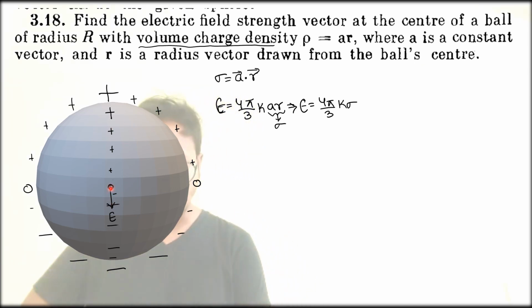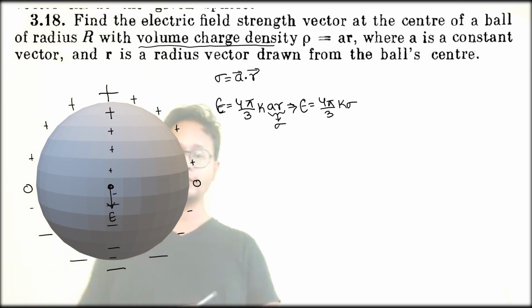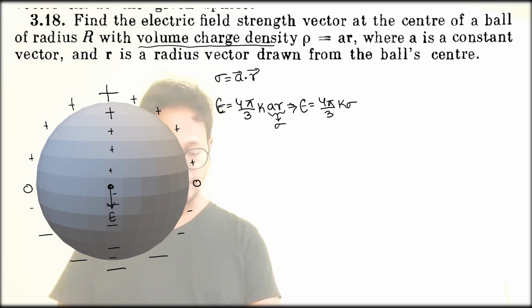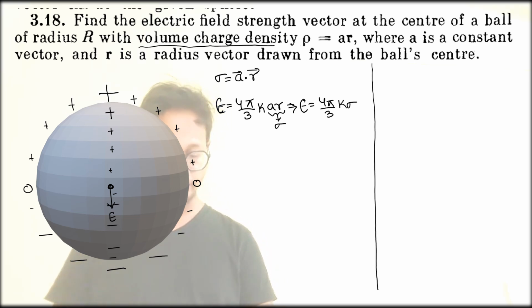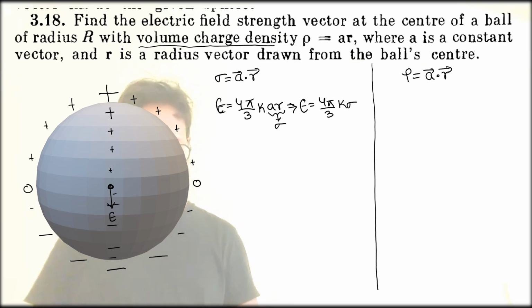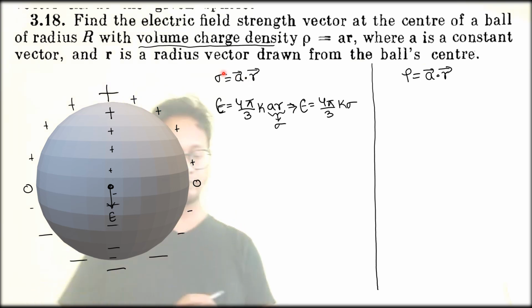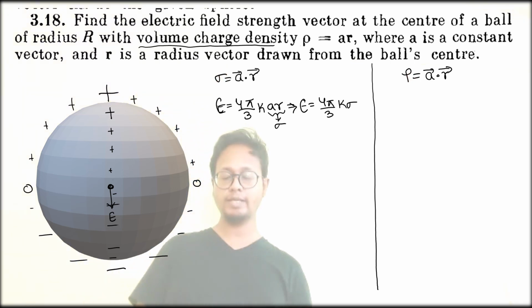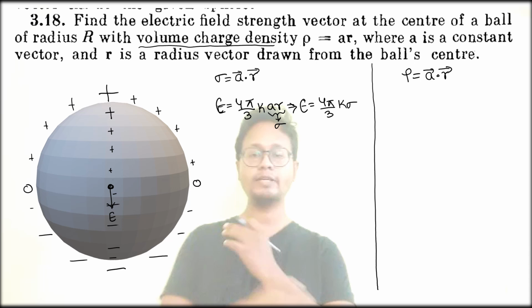Now I need to find the electric field due to this entire charge distribution. Understood? So what is the similarity between the previous question and this question? Can I say that in this question, the volumetric charge density is given by A dot R, so the same type of function is given, or AR cos theta. Now, what is the relation between sigma and rho, and how do we solve this kind of question?